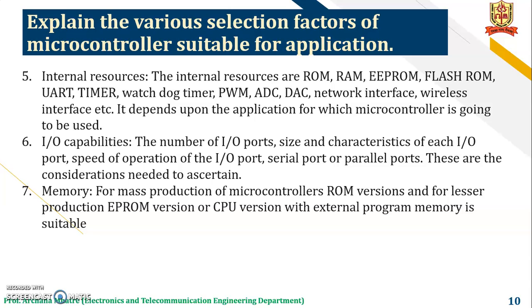Next factor is input-output capabilities. The number of I/O ports, size and characteristic of each I/O port, speed of operation of the I/O port, serial port or parallel port. These are the considerations needed to ascertain. Next factor is memory. For mass production of microcontrollers, ROM versions, and for low volume production, EPROM versions or CPU versions with external program memory are suitable. So these are the factors on the basis of which the microcontroller can be selected.